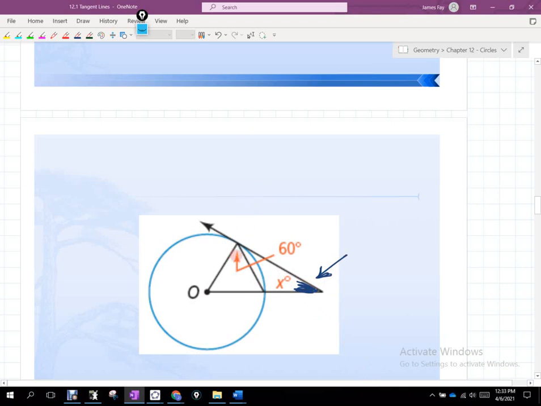60 is that angle right there. Okay, so we'll see that in your homework. I anticipate maybe having to talk about that one tomorrow. But I'll open 12.1.